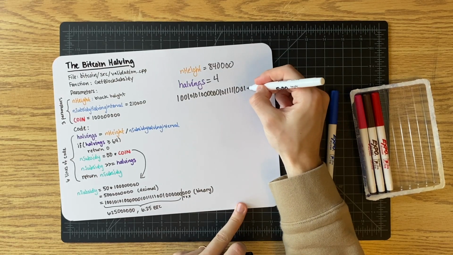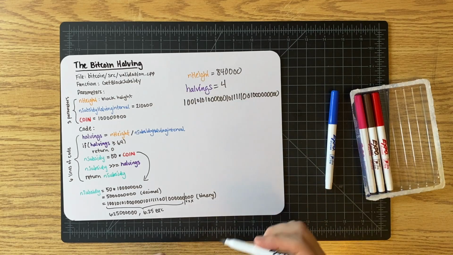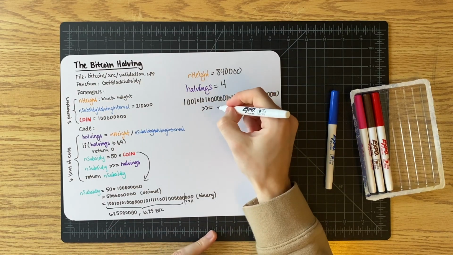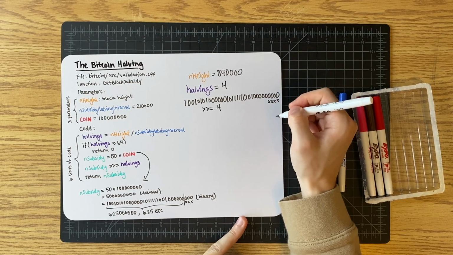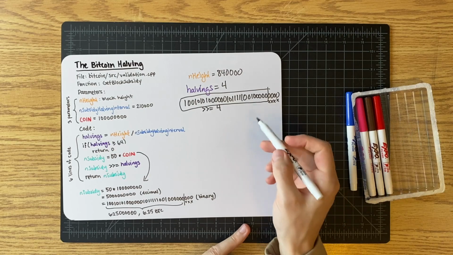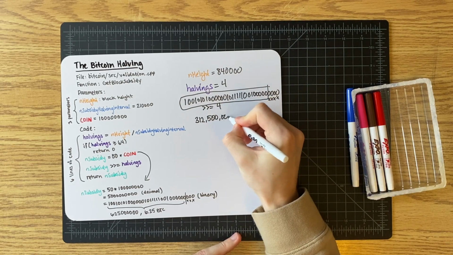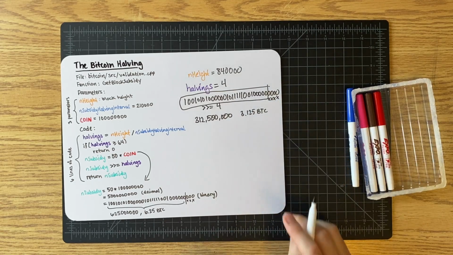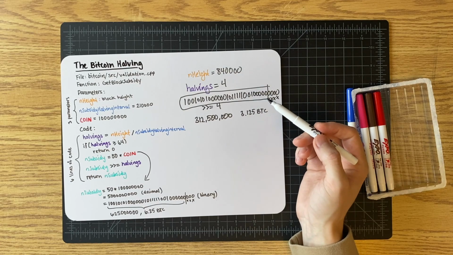100010100000100111111001, and then 9 zeros: 1, 2, 3, 4, 5, 6, 7, 8, 9. So that's the initial block subsidy in binary form, 5 billion. And then we do a bitwise right shift operation of 4, meaning we remove 4 digits from the right. And now we take this number in binary and we convert it back to decimal. This will now give us 312,500,000, which is the equivalent of 3.125 Bitcoin.